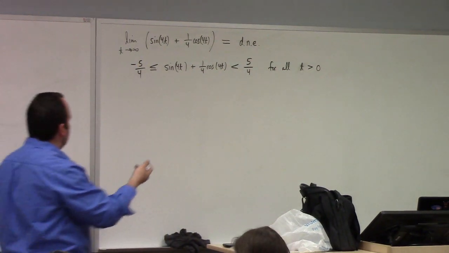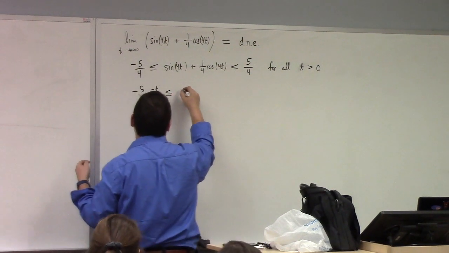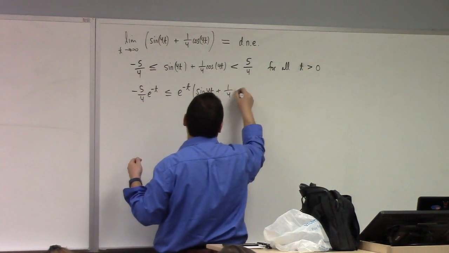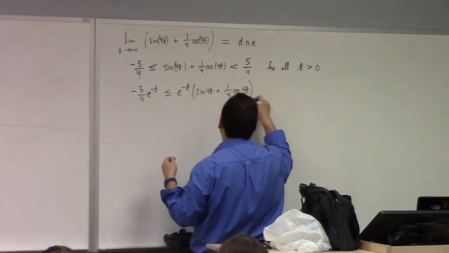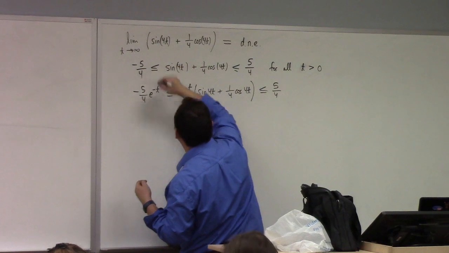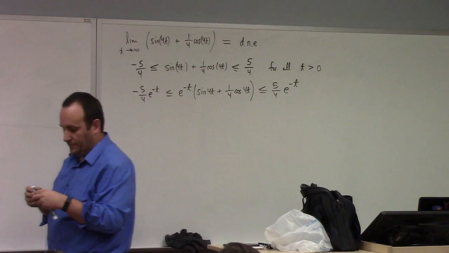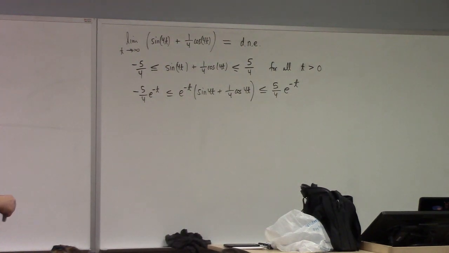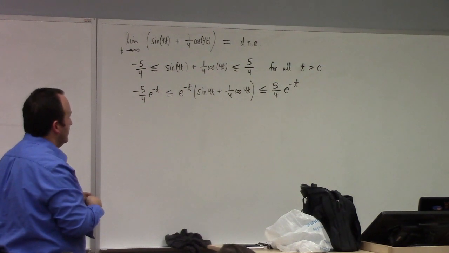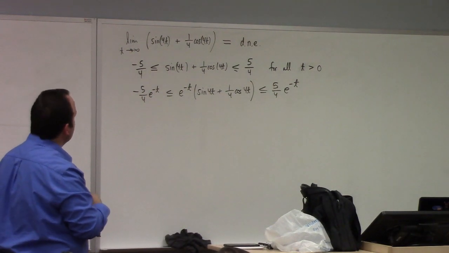Then what can you do with this? You can say, well, minus 5/4 e to the minus t is less than or equal to e to the minus t times sine of 4t plus 1/4 cosine of 4t, right? Less than or equal to 5/4, I'll put the equals back in just because it's fun, 5/4 e to the minus t. How'd you get the 5 and the 4 for your bounds? 1 plus 1/4 is 5/4. So you just added the two coefficients. Yeah.